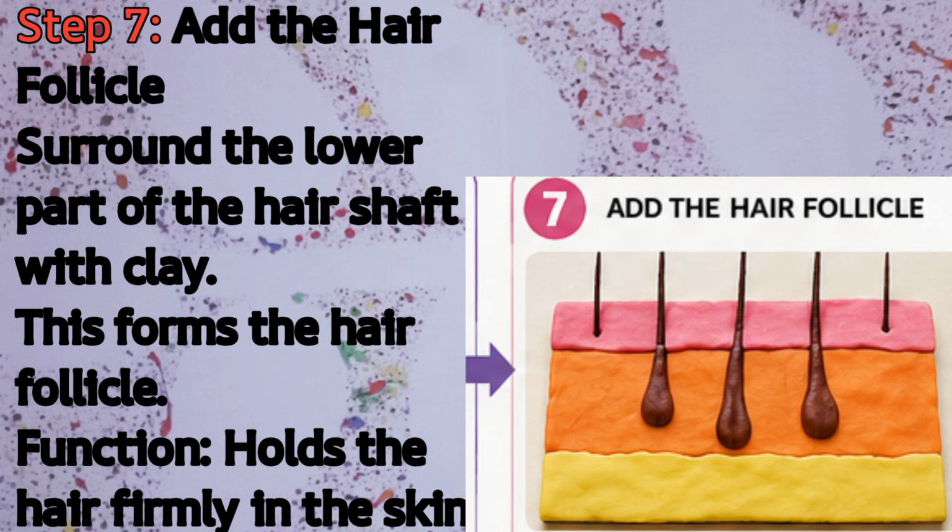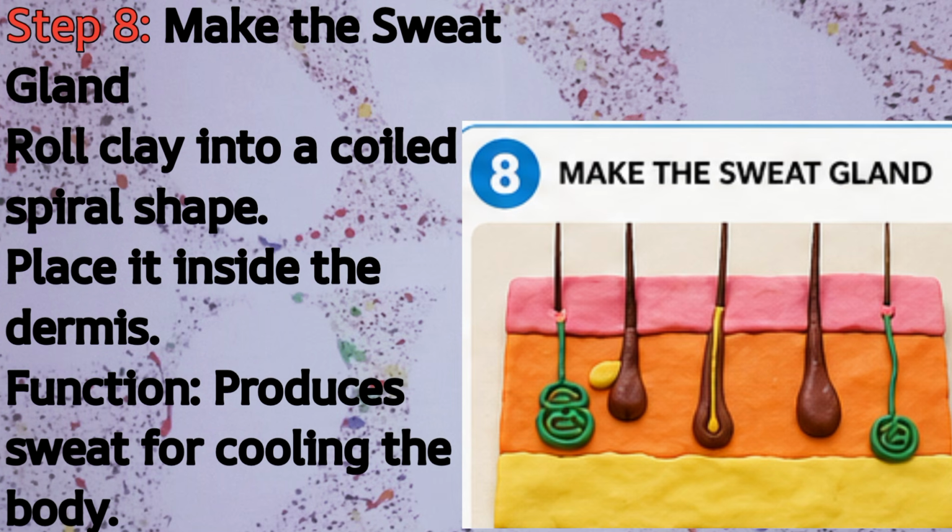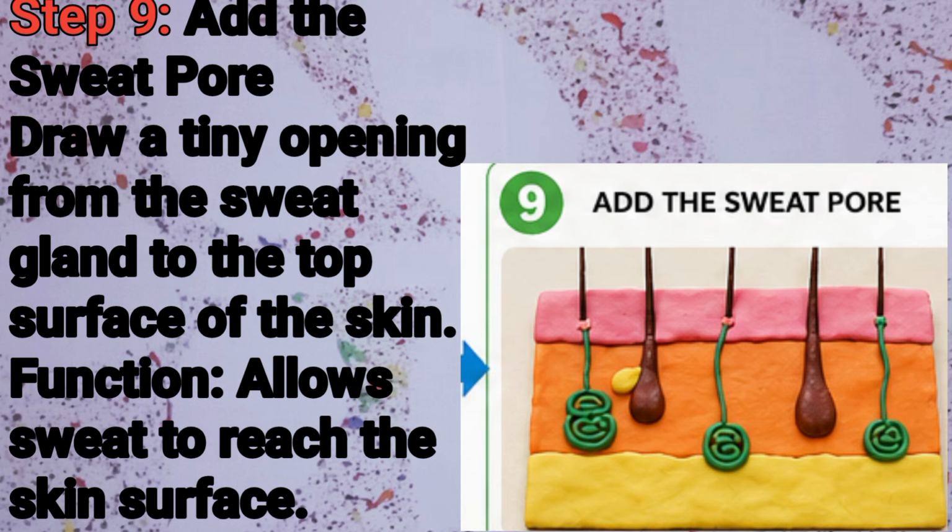So step 8, let the learners or the facilitators make the sweat gland. Here we roll clay into a coiled or spiral shape and place it inside the dermis. Its main function is to produce sweat for cooling the body. Then step number 9, we are going to add the sweat pore.